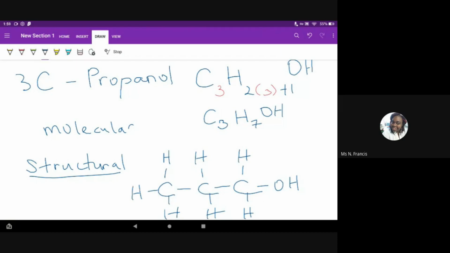And that will be your structure for propanol. So it wants to look like an alkane, but what makes a difference is the presence of this OH group. Once I see that OH attached to a carbon atom, right away I know, oh, this is not an alkane anymore. It's an alcohol.